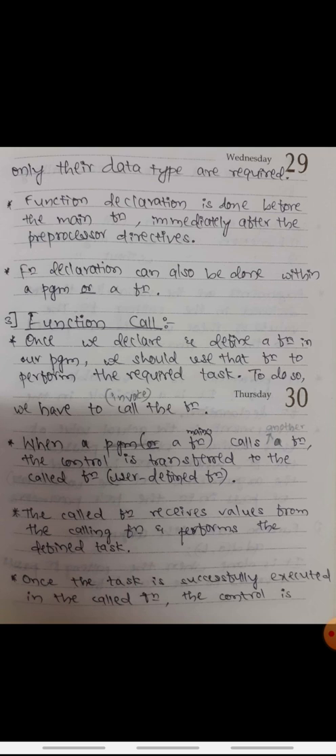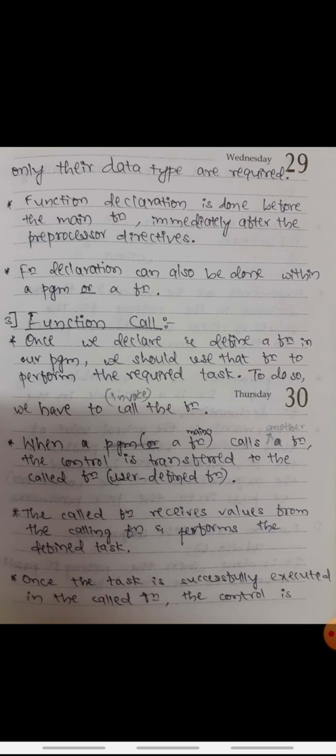The next third part is function call. Once we declare and define a function in our program, we should use that function to perform the required task. To do this task, we have to call the function, or invoke the function. When a main function calls another function, the control is transferred to that called function or user defined function. The called function receives values from the calling function and performs the defined task.